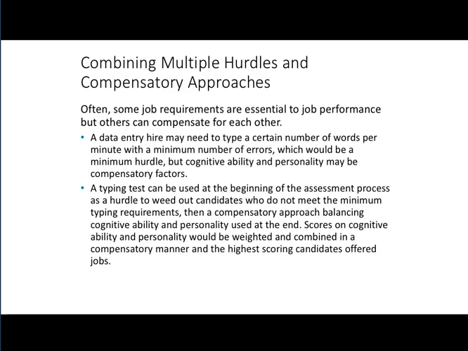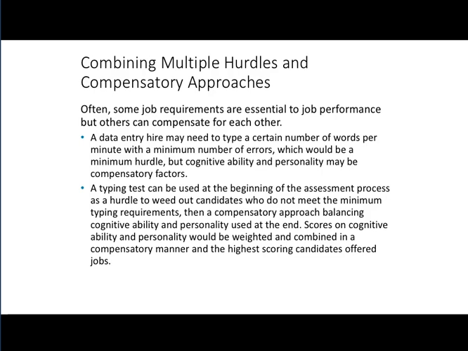Sometimes it's okay to combine multiple hurdles and compensatory approaches. And that happens when job requirements are essential to job performance, and some of them are essential, but some of them can compensate for each other. So we might have to decide which ones are the most important that need to be in the hurdle, that they absolutely have to be successful at. And then the rest of them can be combined in a compensatory approach. So you could do it.